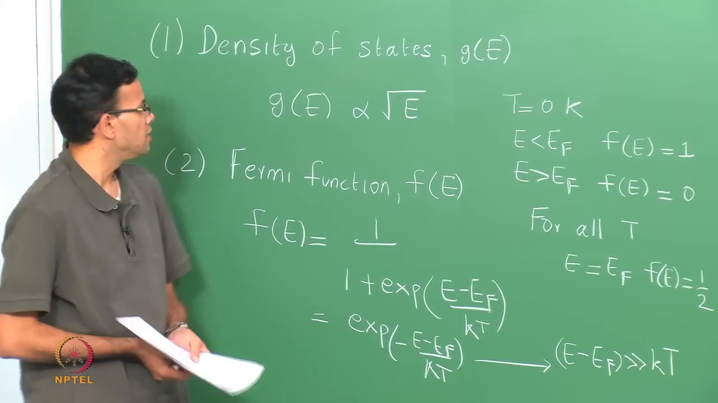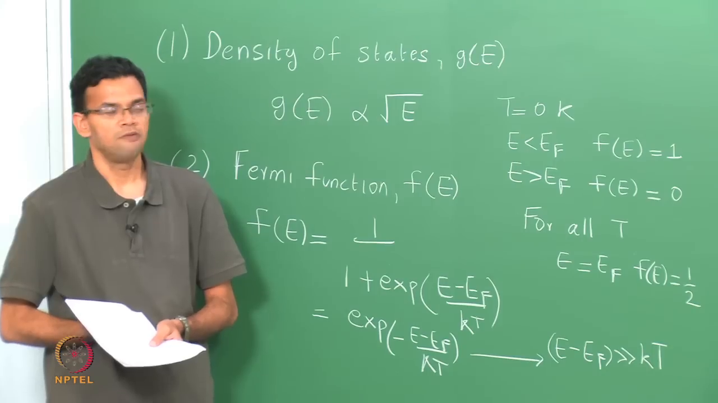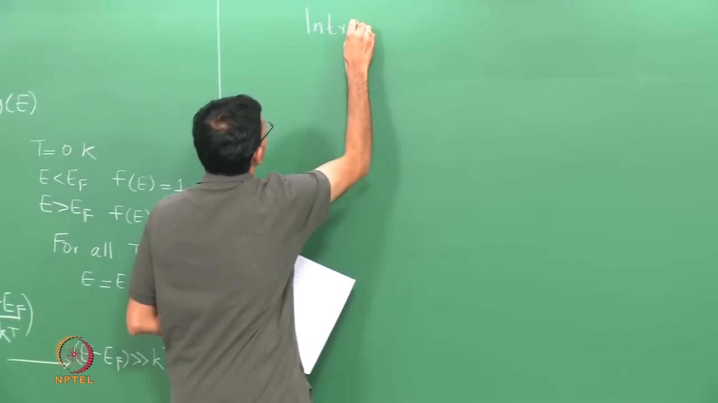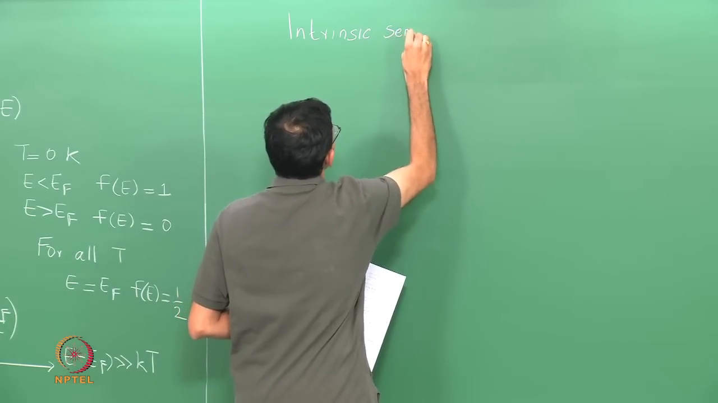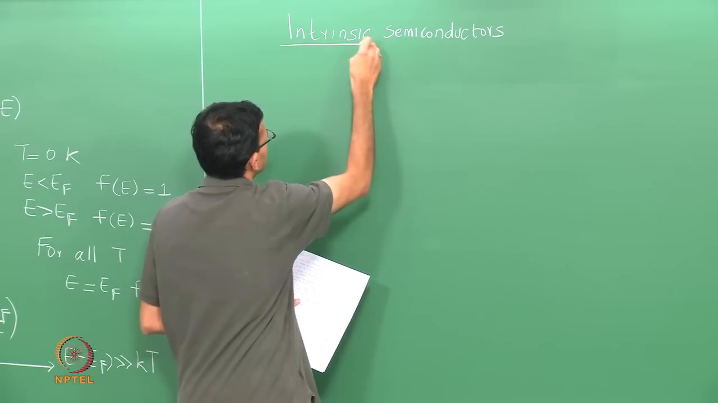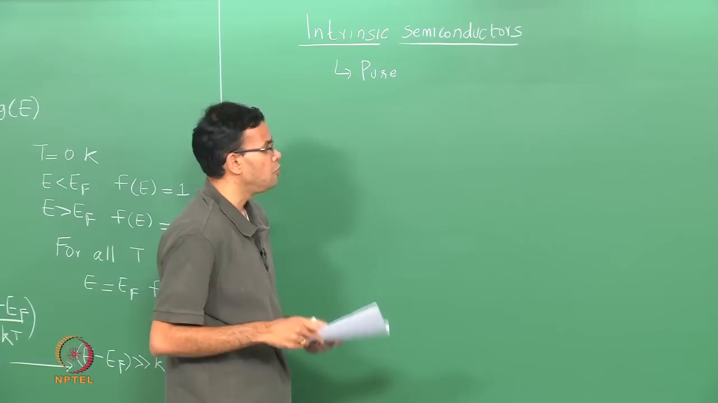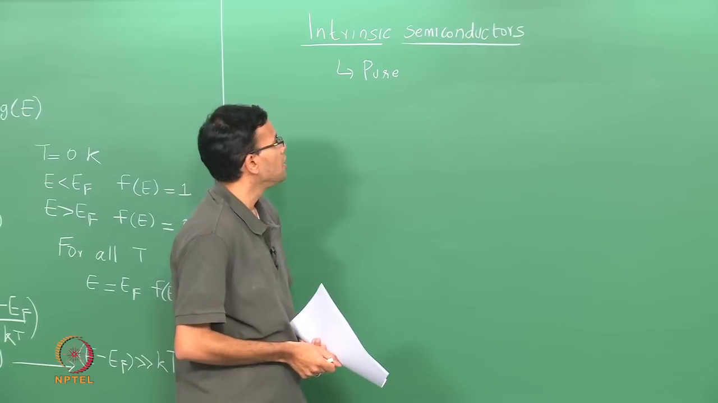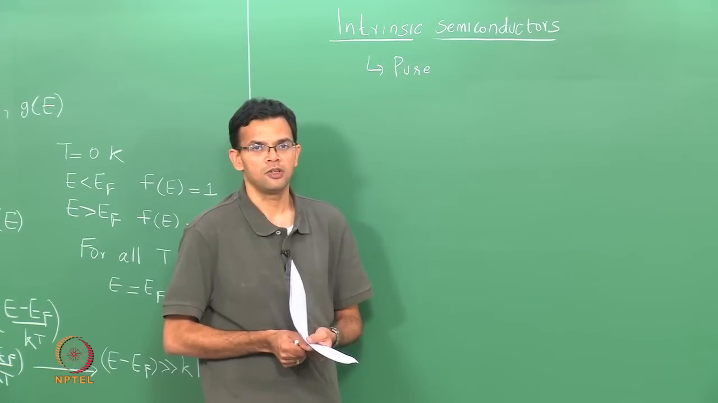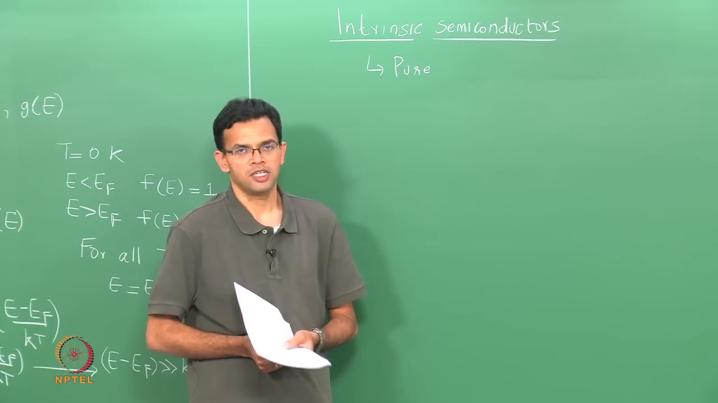We will use these concepts of density of state and Fermi function in order to calculate the electron hole concentration in semiconductors. And first, we will start with intrinsic semiconductors. Another name for this is a pure semiconductor. We will use the concepts of the density of states and Fermi function to calculate the carrier concentration, that is the electron hole concentration. We'll also define concepts of electron mobility and conductivity. Once we have done this for the intrinsic semiconductors, we will move on to extrinsic semiconductors.